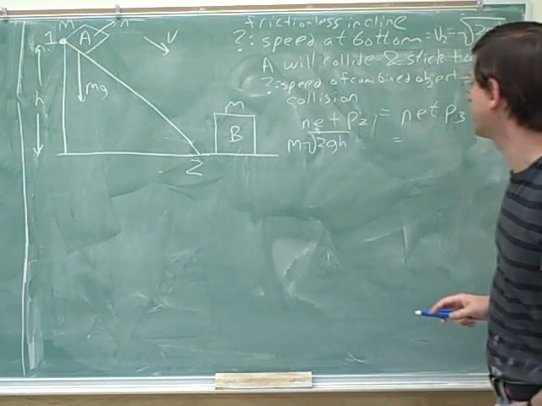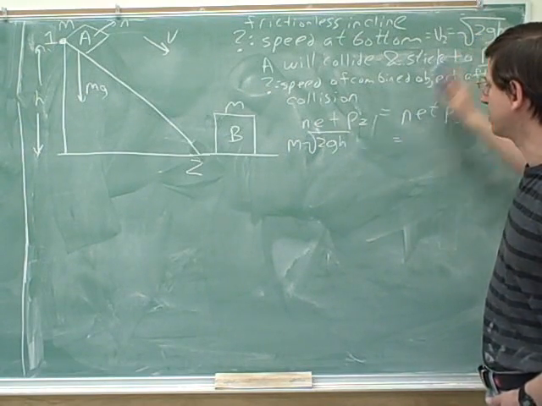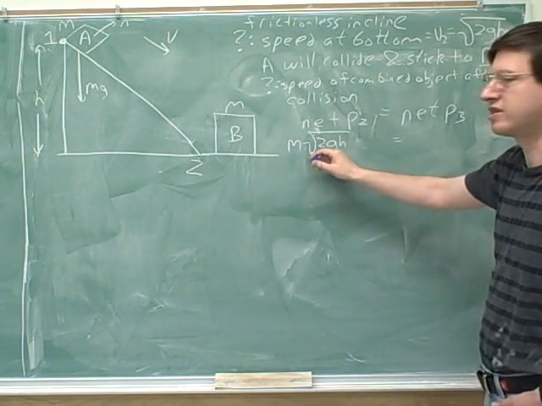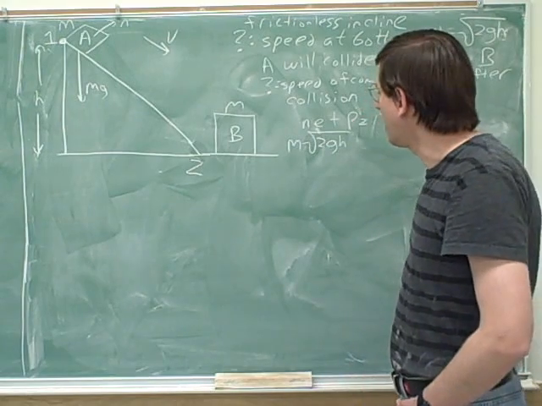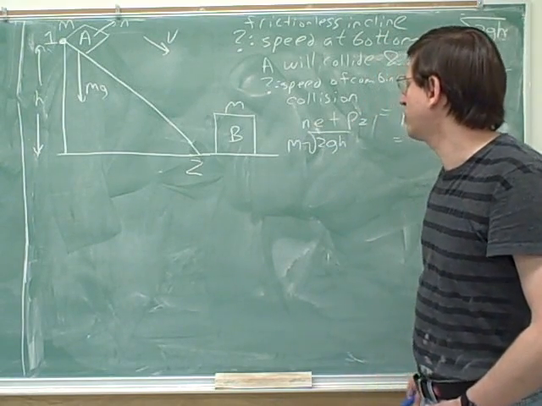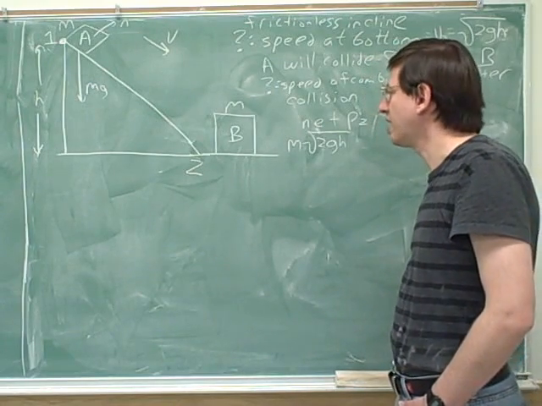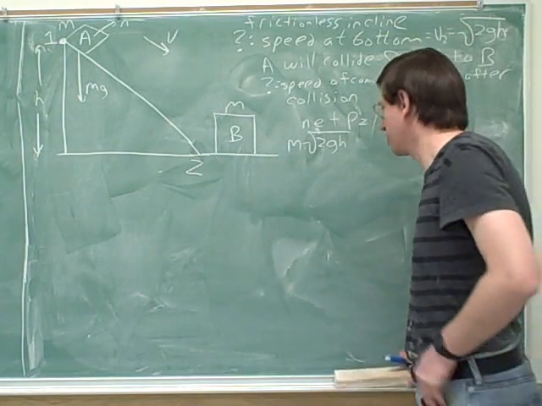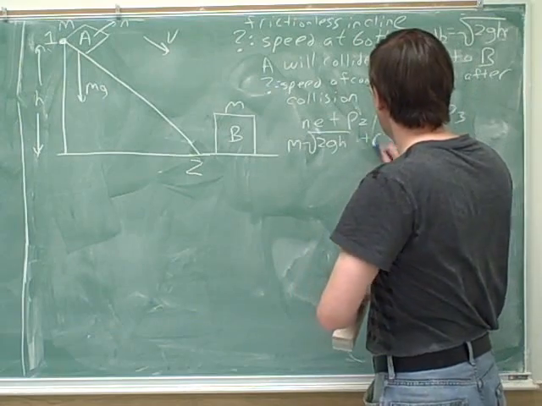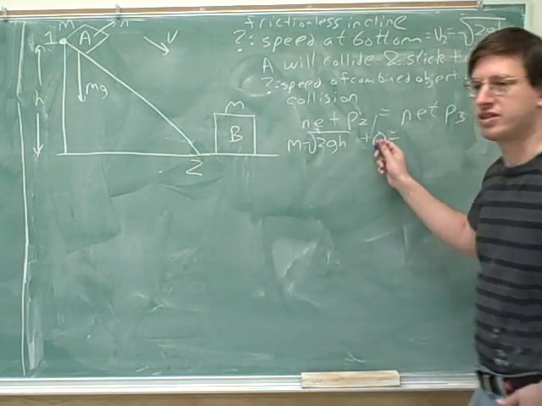So we already know that before the collision, object A has this velocity, root 2 gh. So this will be the momentum of object A. Here's kind of a trick question. What would be the momentum of object B before the collision? 0. Yeah, because it's not moving before the collision. So even though there's 2 objects, one of the terms is very simple.